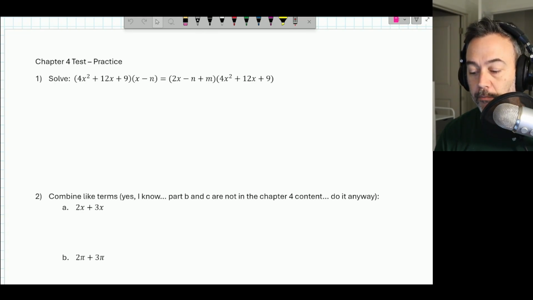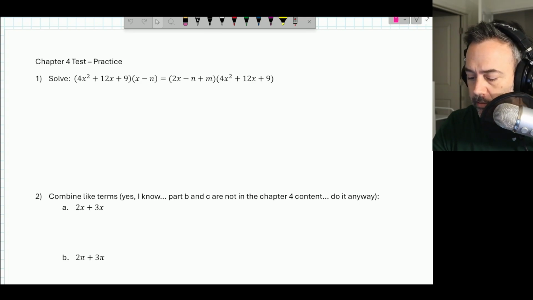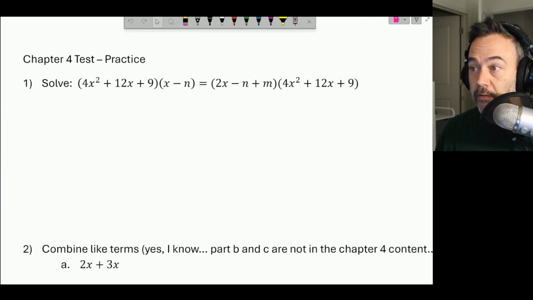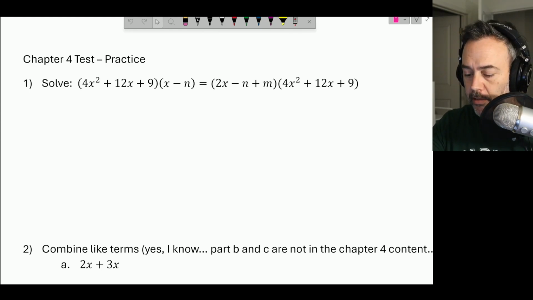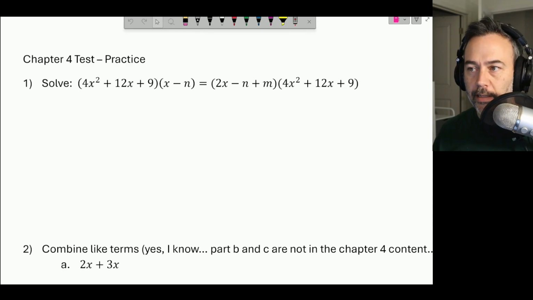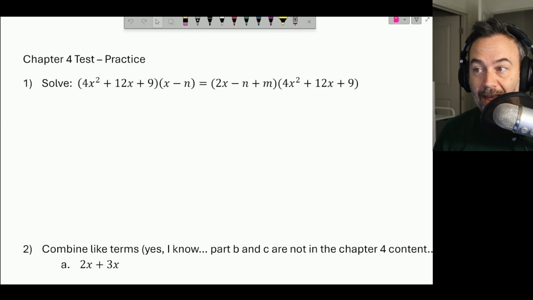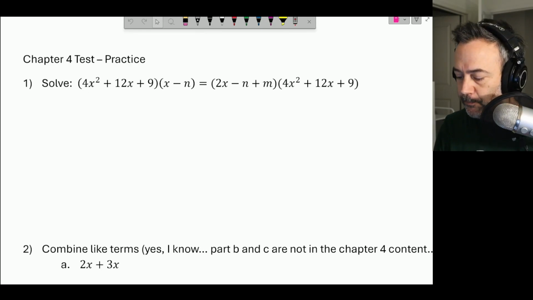And the blank document with these questions is in the shared drive. All right, let's get started. So let's solve this polynomial equation. Now, it didn't say, but you're solving for x here. That makes the most sense. I should have said that. n and m are considered to be real number constants.